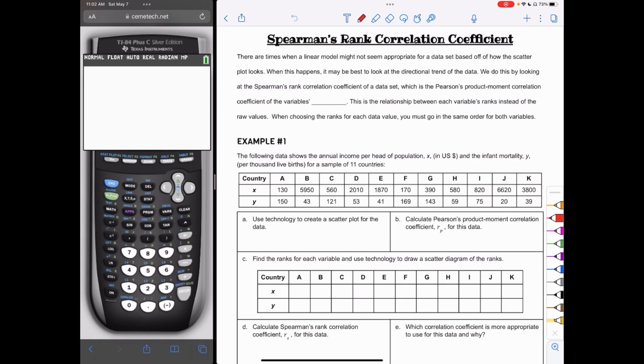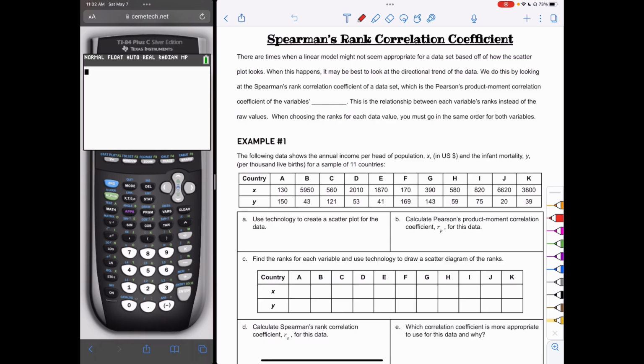Hello, today we're going to talk about Spearman's rank correlation coefficient. There are times when a linear model may not seem appropriate for the dataset based off how the scatter plot looks. Whenever this happens, it may be best to look at the directional trend of the data, meaning is it increasing or going in a positive direction, or is it decreasing or going in a negative direction?